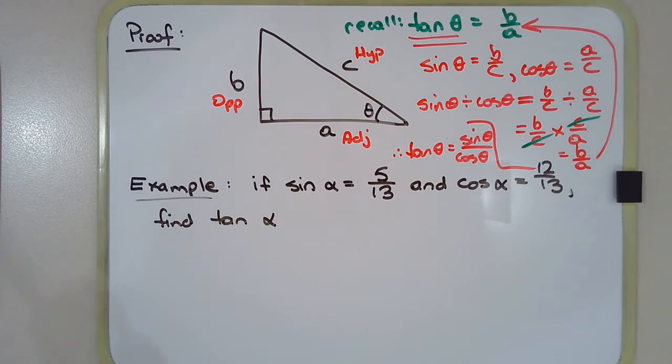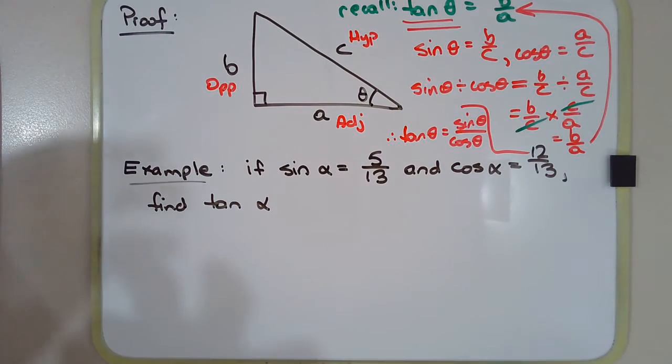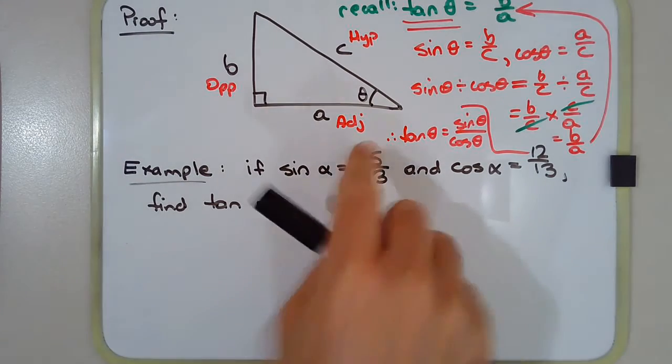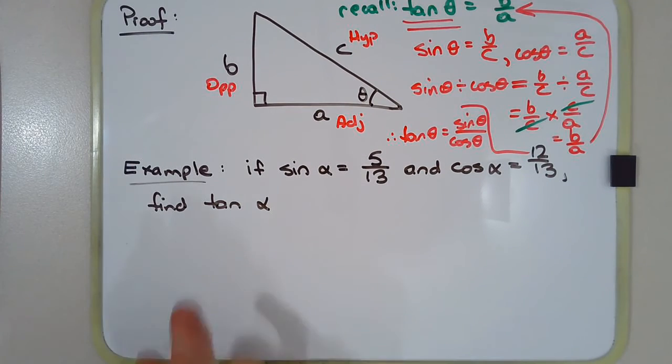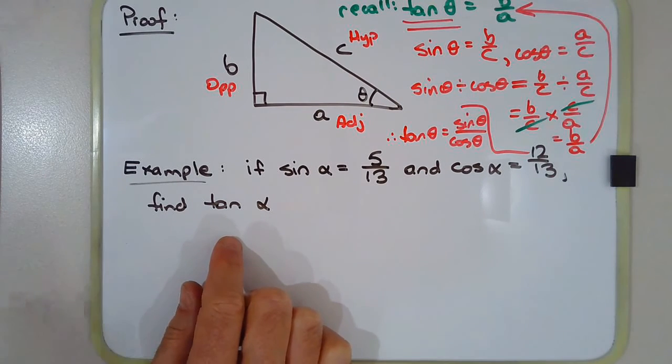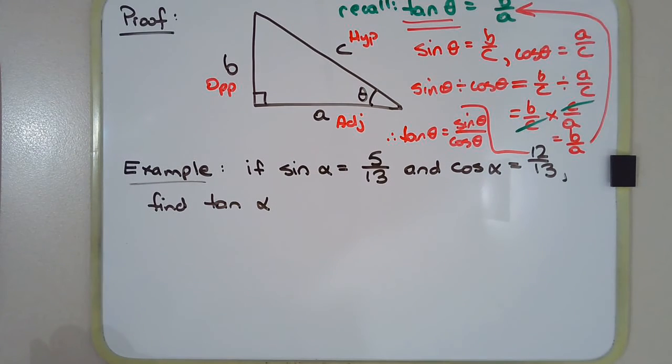And just one quick example. If sine of theta is equal to 5 on 13, cos of theta is equal to 12 on 13. Find tan of theta. Now, these are just sides of the same right angle triangle, in fact. Opposite over hypotenuse, adjacent over hypotenuse. Tan of theta is going to be opposite over adjacent, isn't it? So I'd expect the answer to be 5 on 12.